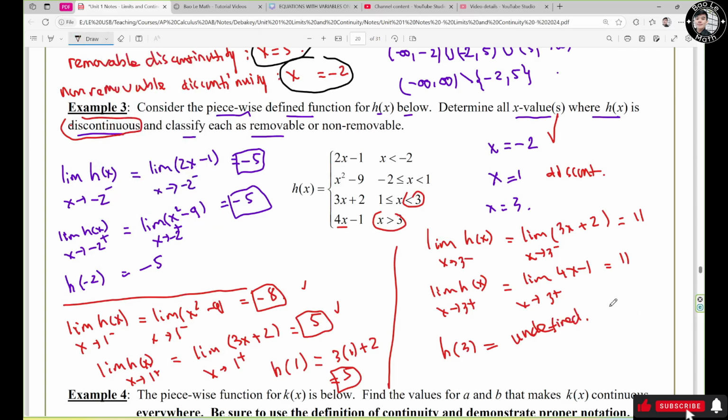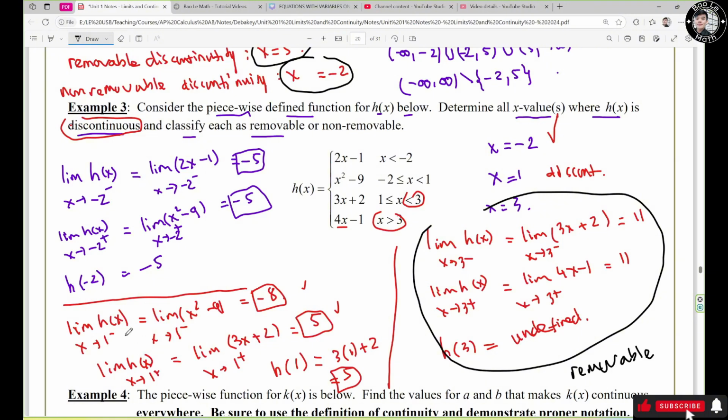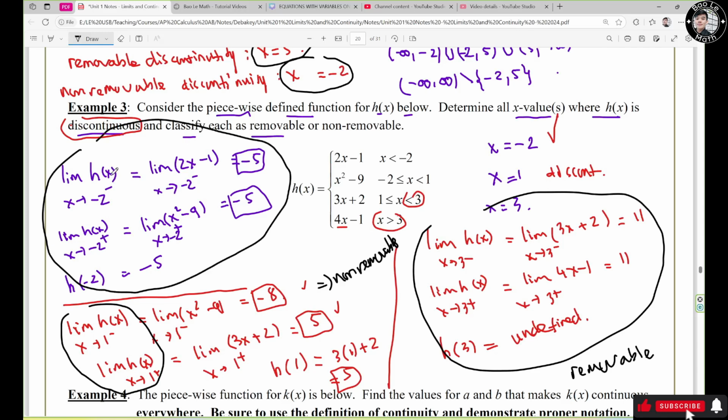Alright, now we need to conclude. This case right here tells us that the function h of s has a removable discontinuity at s equals 3, right? Now for this one right here, the limit does not exist, right? So this one is non-removable. And this one right here is continuous, right? So we don't need to worry about this one, right?